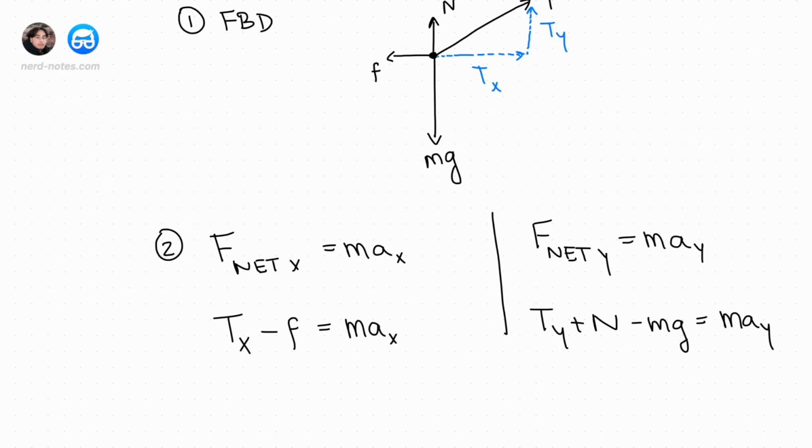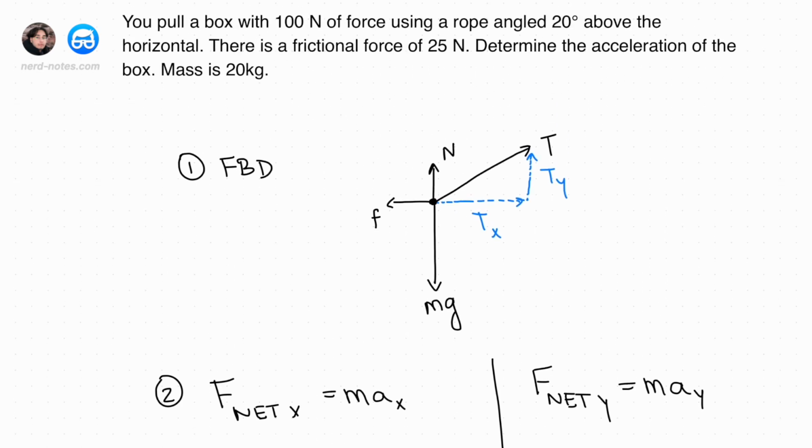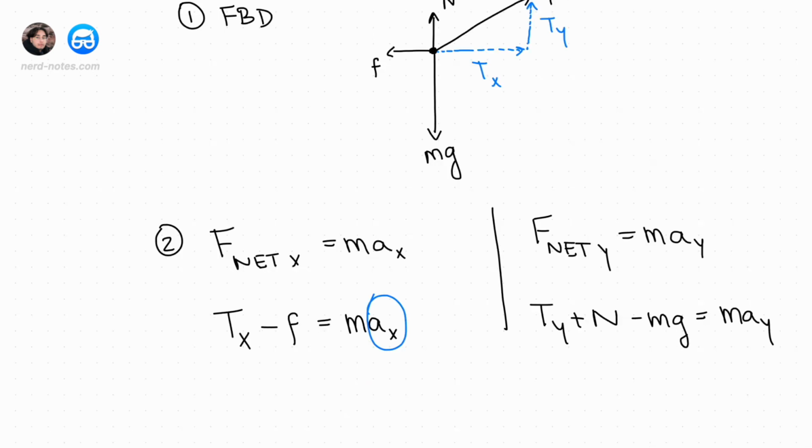That's pretty much 90% of the problem. The other 10% is really just math, right? It's just plugging in the numbers, rearranging, and solving for what you need to solve for. In this case, we want to solve for the acceleration in the x direction. That's what they're asking us for. And so when you look at this equation, you have to ask yourself, can I solve for the acceleration in the x direction? Do I have Tx?